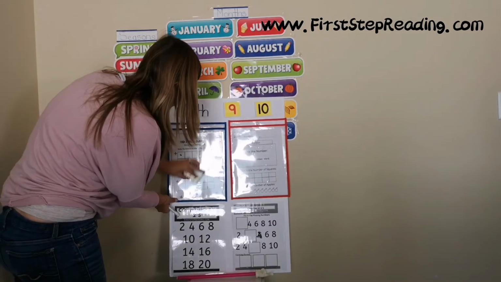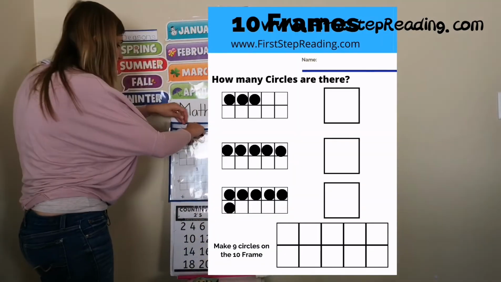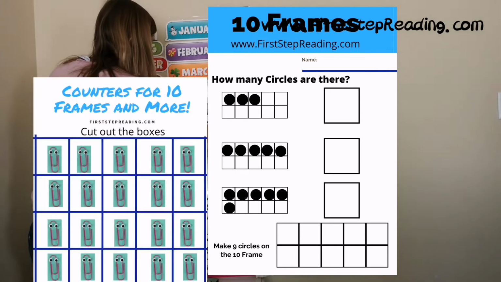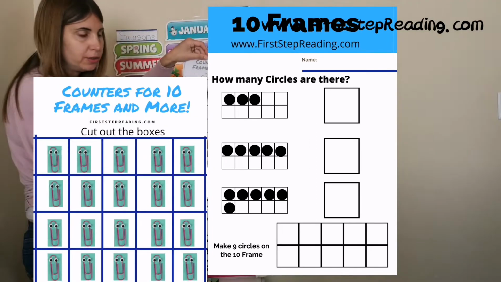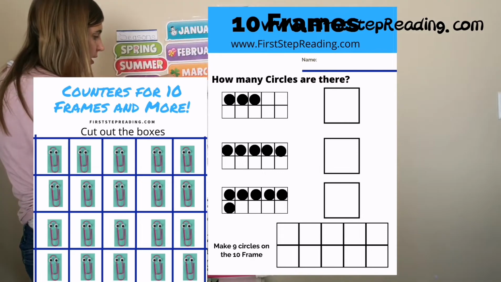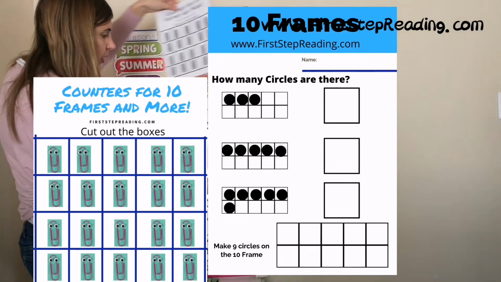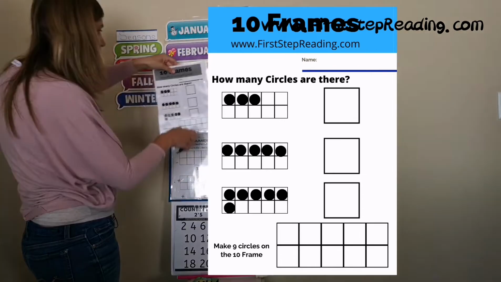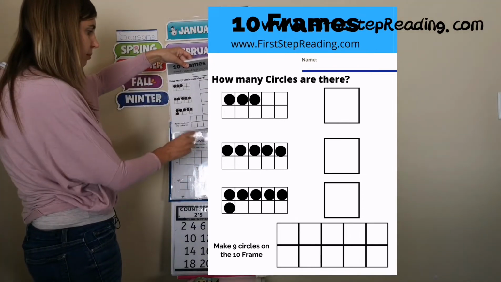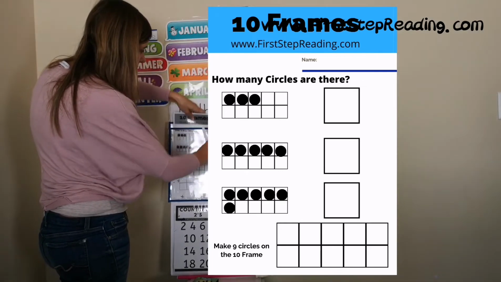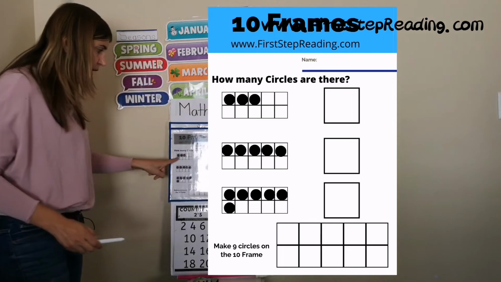And then we have a 10-frame review sheet you can also do. Okay. So here's an example of a counter that you can cut out. And here's your 10-frame review sheet. So this is the counter. And here's the 10-frame review sheet. So this one has the dots where we write the number, and it has where we make the circles, all on one sheet. So how many circles?